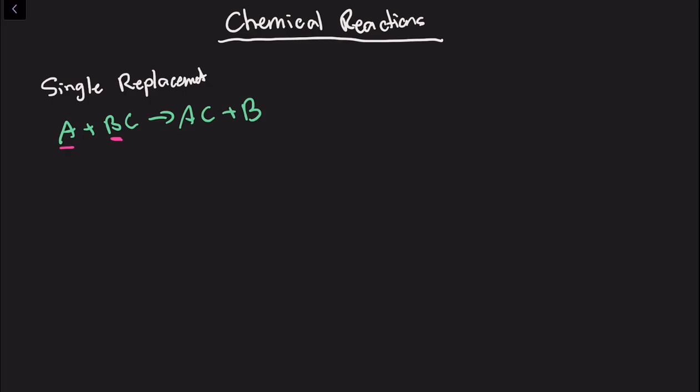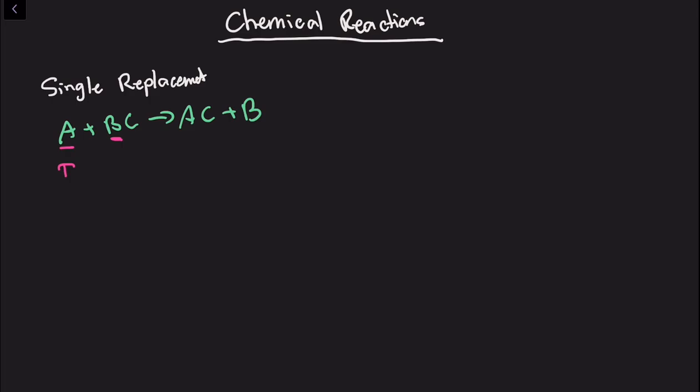Here's the important part about this. It only works if the incoming element, so in this case our letter A, is more reactive than what's in the compound, so B. This is why we would use an activity series. So for metals, a more reactive metal will replace a less reactive one, and for halogens, a more reactive halogen will replace one that's lower on the periodic table, one that's less reactive.